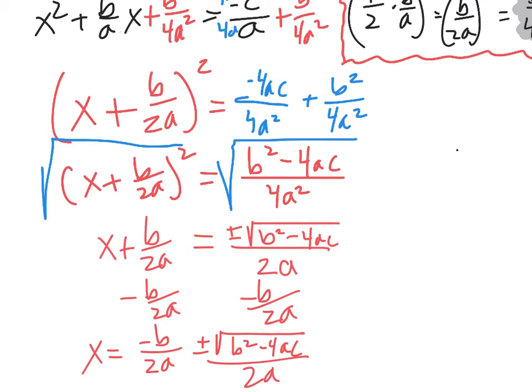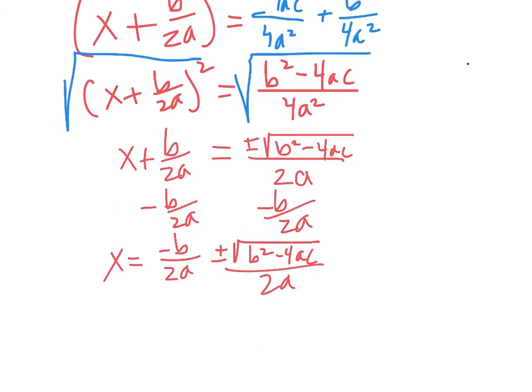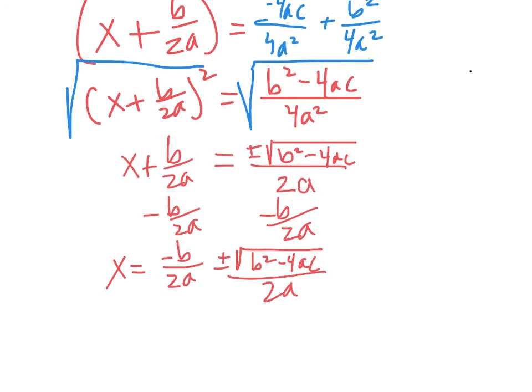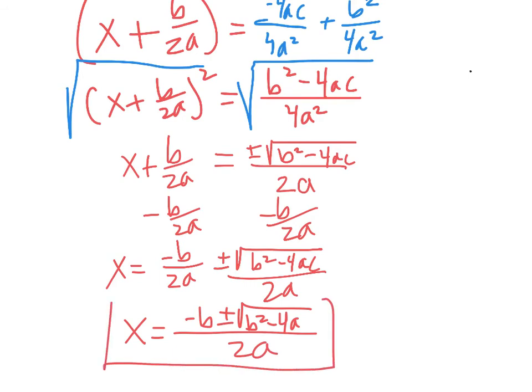Now, they have a common denominator. That's nice. They both have 2a. So we're going to get our last step and combine those things. And we have negative b plus or minus the square root of b squared minus 4ac all over 2a. And that is a huge, important formula.